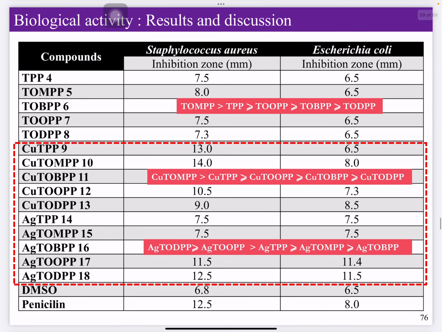We also tried the biological activity against S. aureus and E. coli bacteria. We found that the clear zone of TOMPP is greater than TPP, TOOPP, TOBPP, and TODPP. The copper showed the same trend, and also the silver.